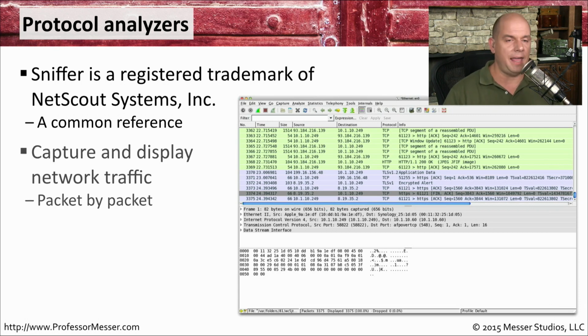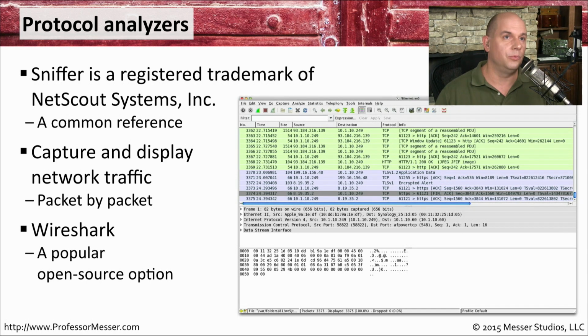You go out, it captures packets. It shows you where the traffic's coming from, where traffic is going to, and helps you understand what's inside these data packets as they're going across the network. Wireshark is the really popular open source option for this. Absolutely free. You can load it on all of your systems. It runs in Linux, it runs in Windows, it runs in Mac OS X and other things as well. You can find that at wireshark.org. And it is a great way to learn networking. You can really see what's going on.